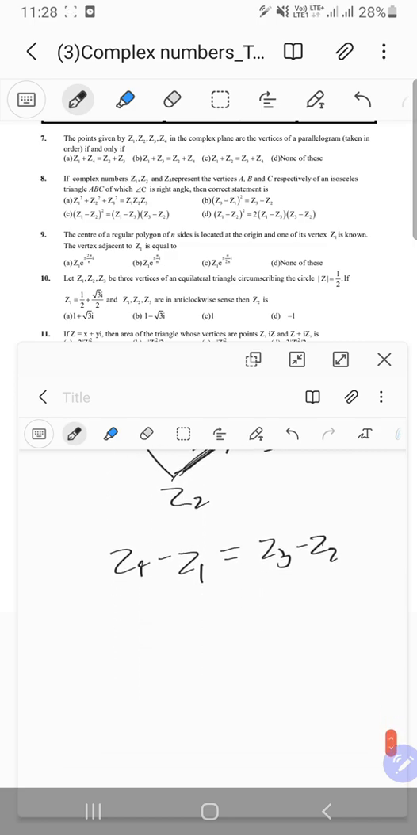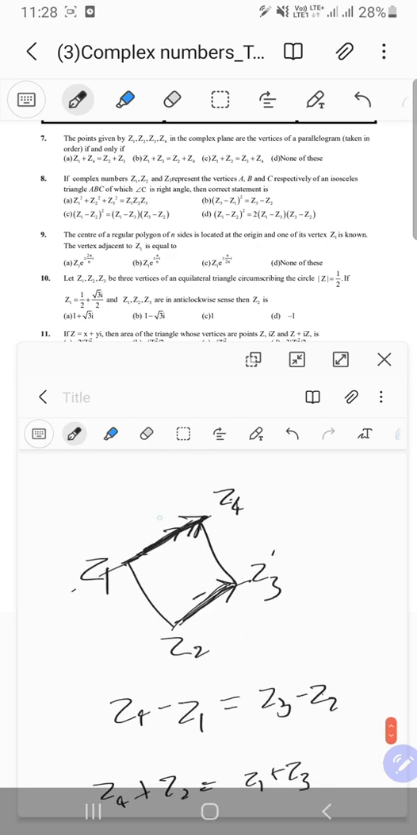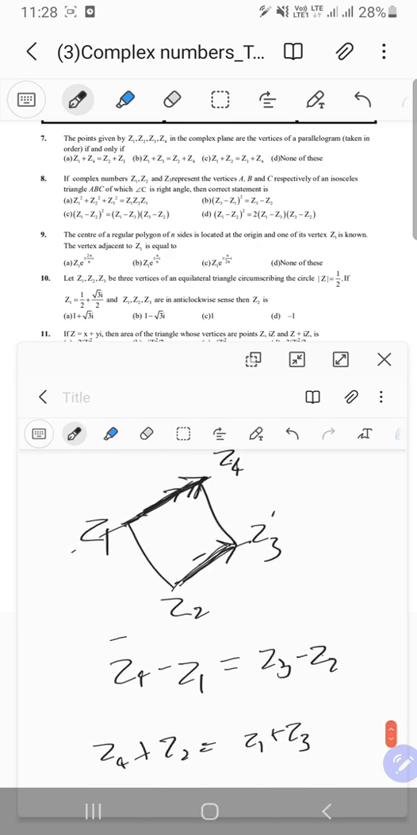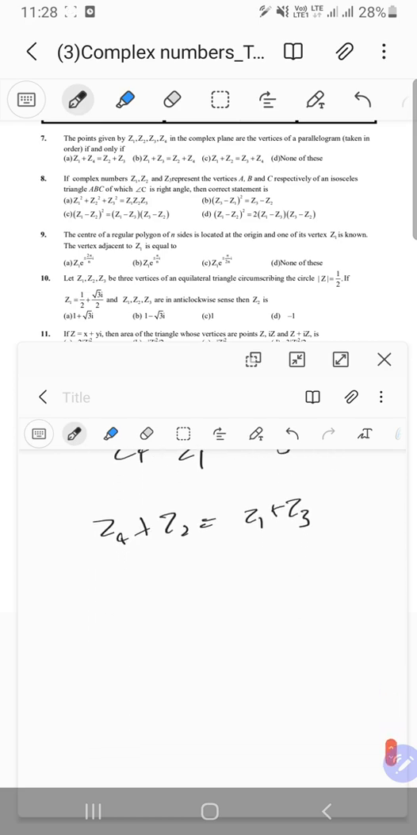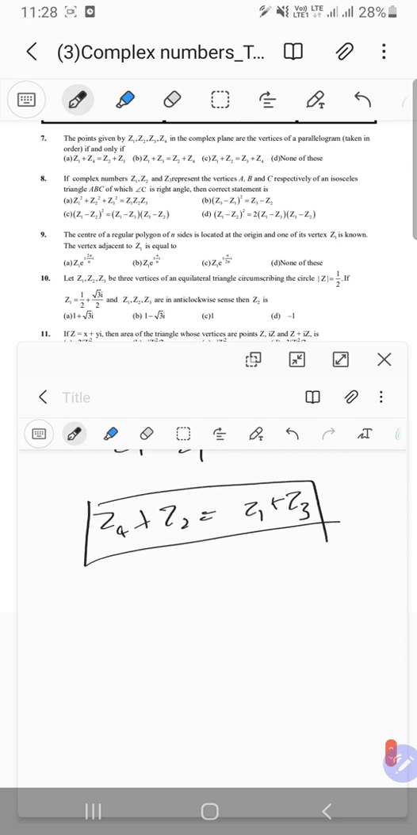So correct, which means z4 plus z2 equal to z1 plus z3. And I guess I can similarly say for these as well. So like z4 minus z3 equal to z1 minus z2. Well, no, this is the same thing as that. So yeah, this will be our thing. So z1 plus z3 equals z2 plus z4. Right, next question.